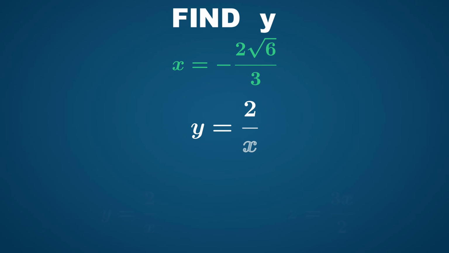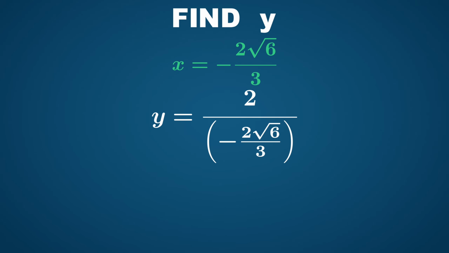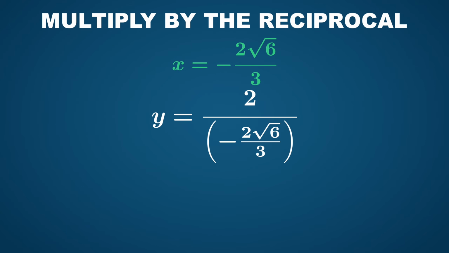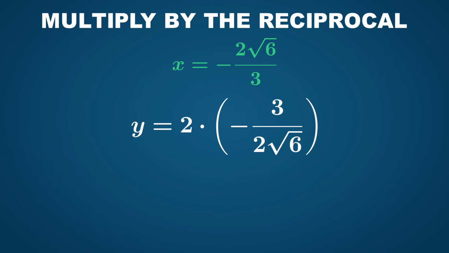We use the very same equation where y equals 2 divided by the variable x. We substitute our negative value of x directly into the denominator. We get 2 divided by the fraction negative 2 root 6 over 3. We multiply 2 by the reciprocal of the fraction on the bottom. This means we multiply 2 by negative 3 over 2 root 6.